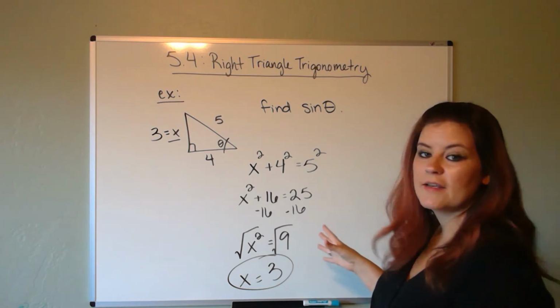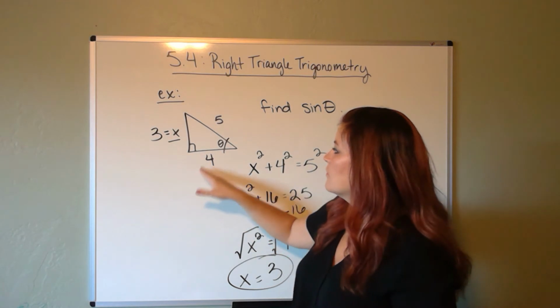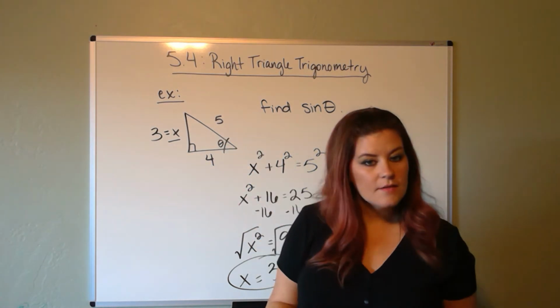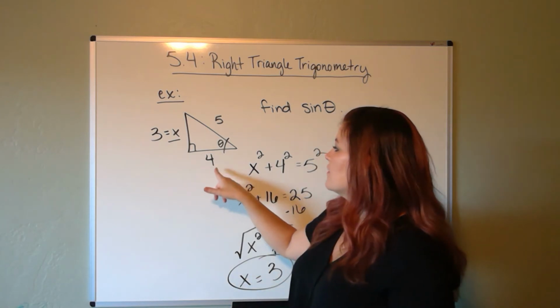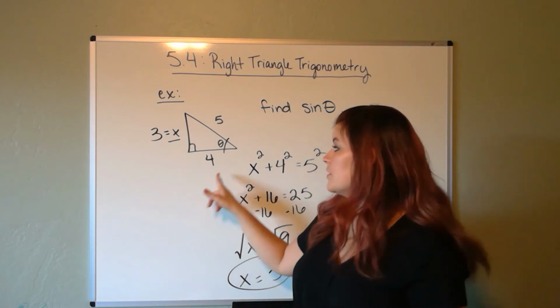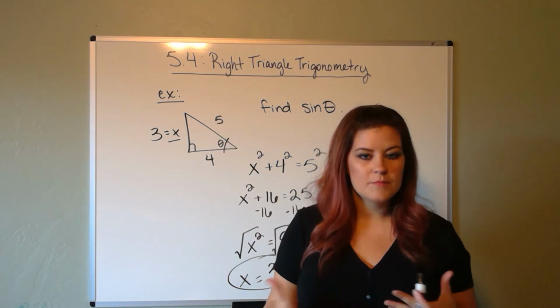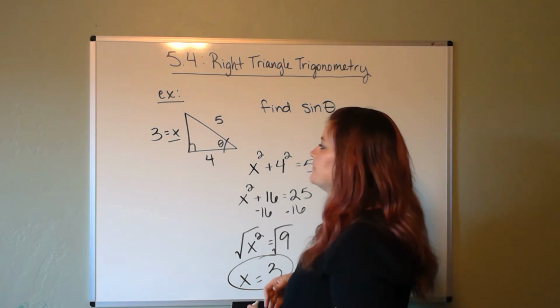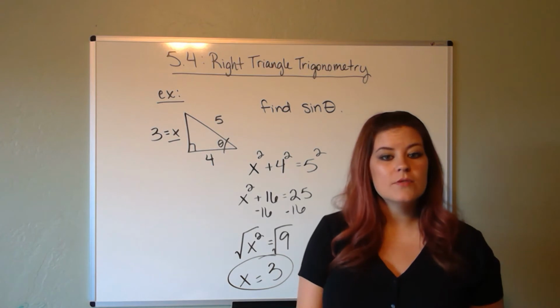Before we find the sine of theta, this right triangle with sides 3, 4, 5, we see it a lot because it's what we call a Pythagorean triple. When you have side lengths that satisfy the Pythagorean theorem, but they're all whole numbers, those are special relationship triples. You don't have to know them. I'm not going to test you over them, but it would save you some time.